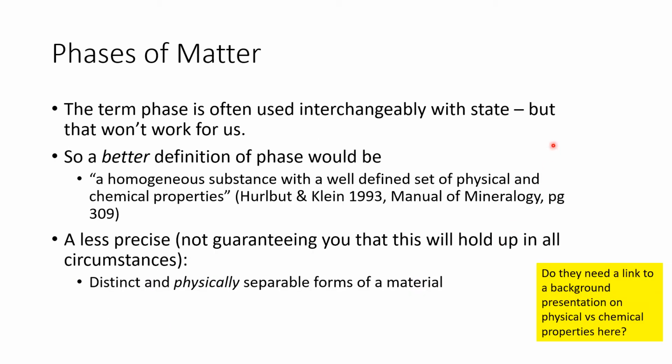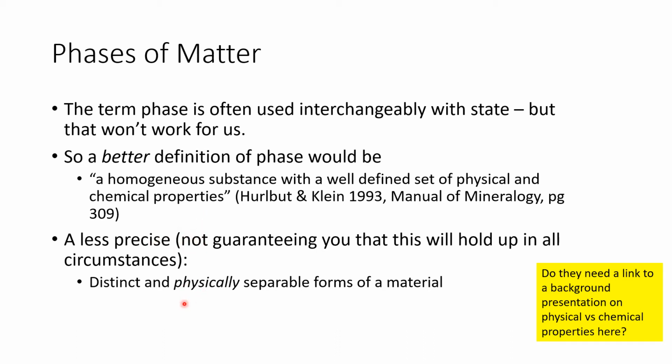Okay, phases of matter. I often hear the term phase of matter and the term state of matter used interchangeably, and it's not precisely correct. You can have states of matter that are also phases, but you can have more phases involved, especially in geology, where we're going to see multiple phases of solids. A precise definition would be a homogeneous substance that has a well-defined set of physical and chemical properties. That means that it is something distinct from a different phase.